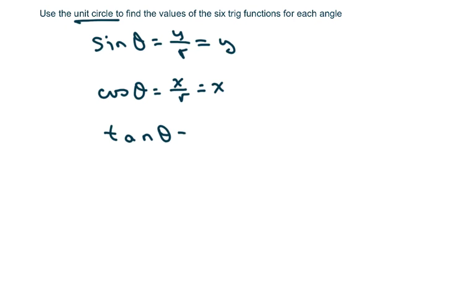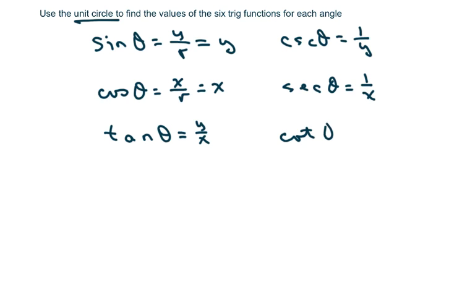Tan of theta would be y over x. And then cosecant of theta is just 1 over y. And secant of theta is 1 over x. And therefore, cotan of theta equals x over y. And the first one we're going to do is 45 degrees.